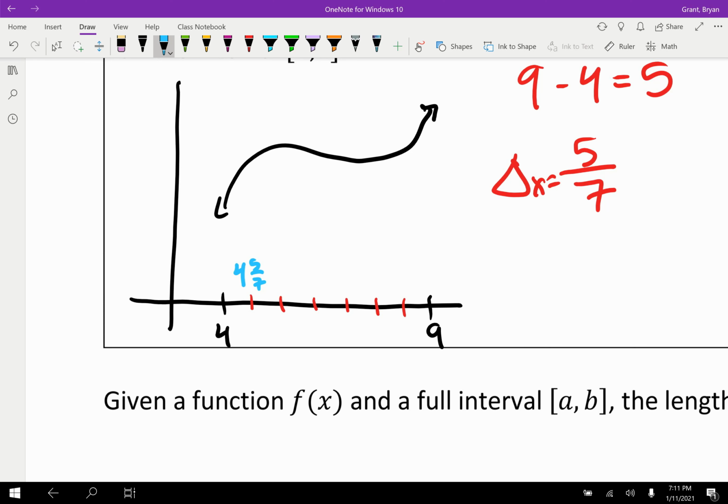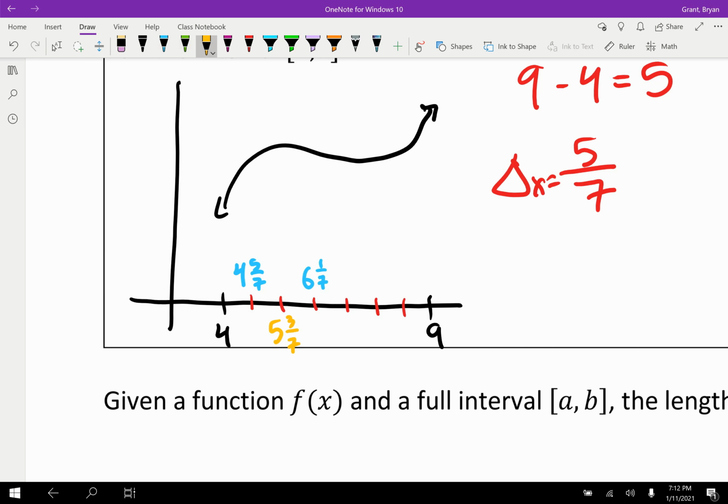And then you've got to be decent at adding fractions here, but I have faith in you guys. If we add another 5/7, well, adding 2 7ths will bring us to 5, and then adding 3 more 7ths will bring us to 5 and 3/7. And then we continue on, right? So our next one, we add 5/7, so 4 will bring us to 6, plus 1 more is going to give us 6 and 1/7.